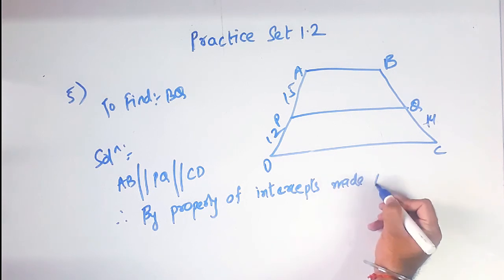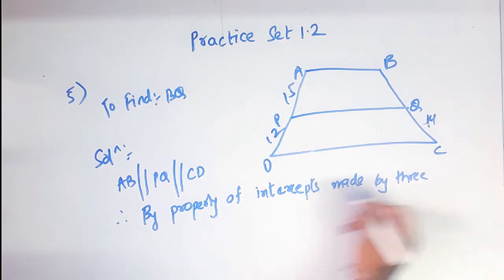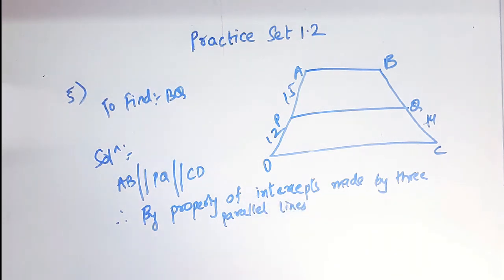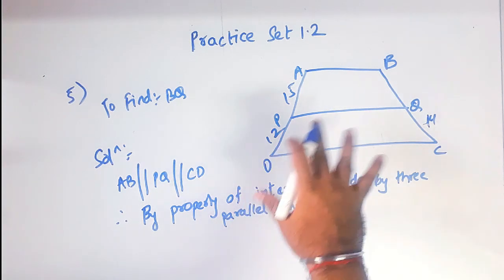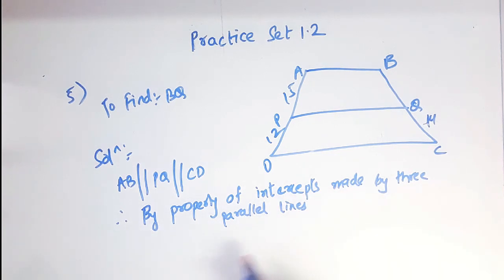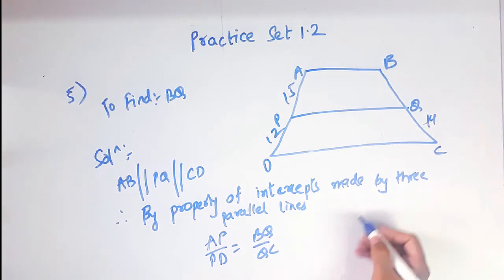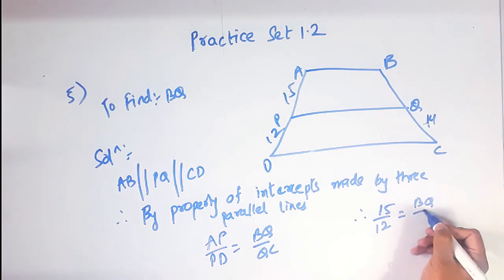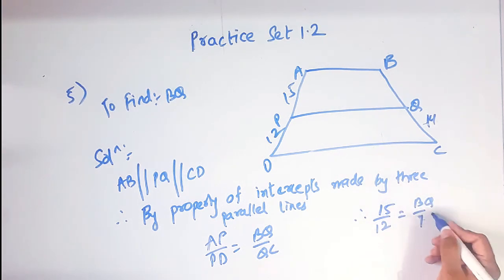As in a triangle you write BPT, when there are 3 parallel lines and intercepts are formed, you have to write this whole by property of intercepts made by 3 parallel lines. Then you get AP upon PD equals BQ upon QC. So I will substitute now. Therefore 15 upon 12 equals BQ upon, this is 14.